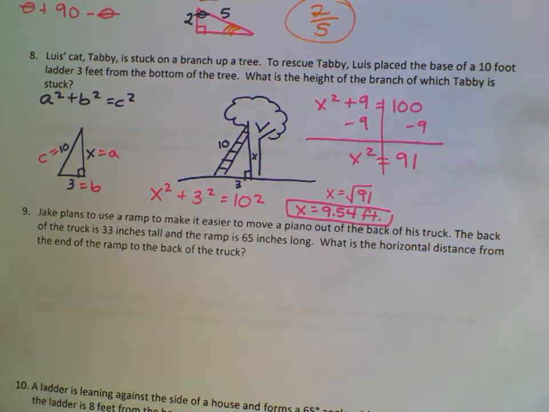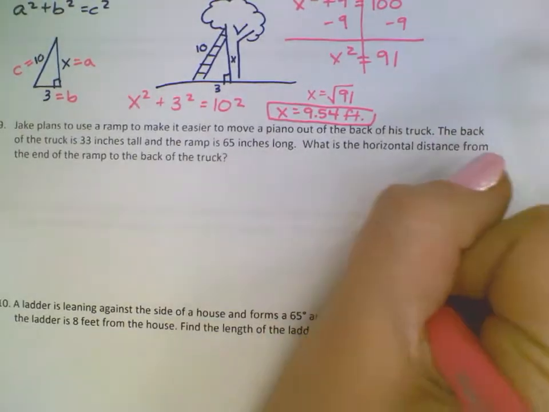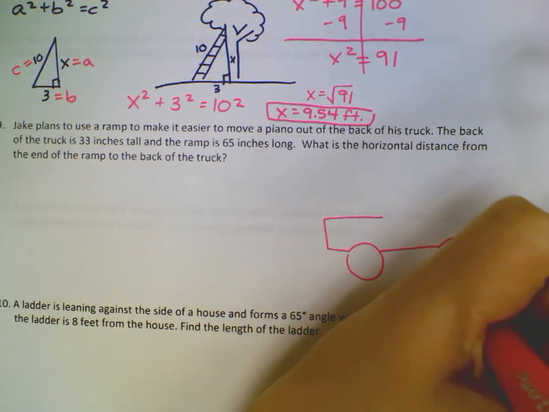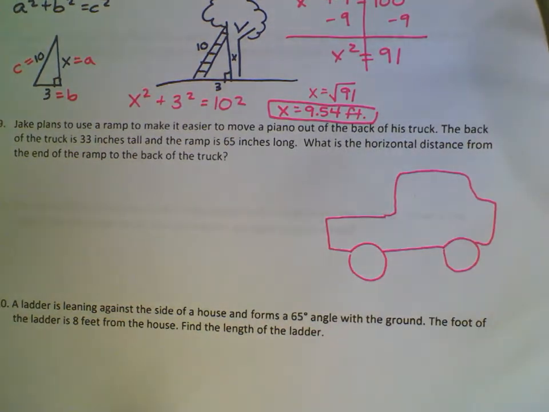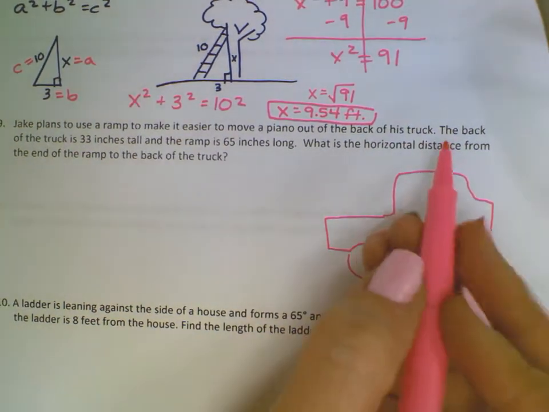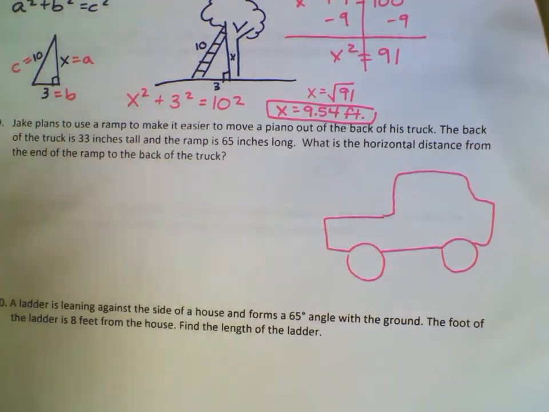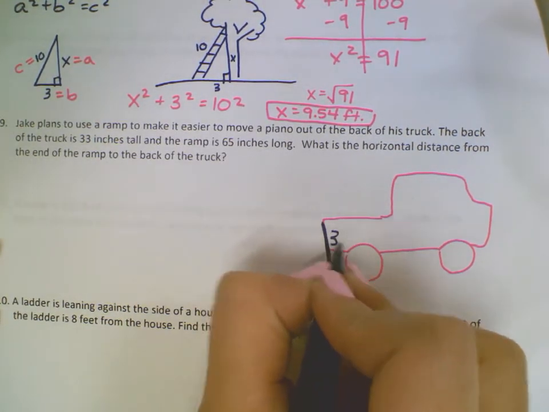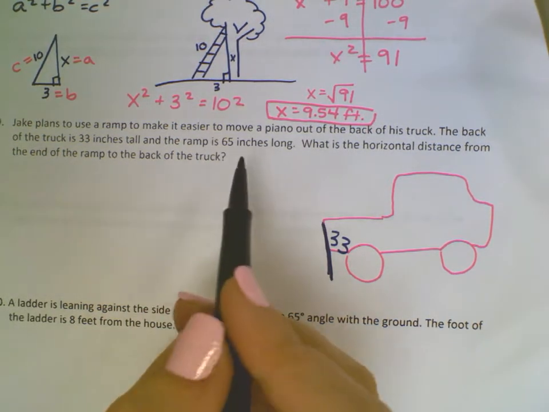Now for number 9, Jake plans to use a ramp to make it easier to move a piano out of the back of his truck. So here's a truck. There's a piano in it. The back of the truck is 33 inches tall. So let me get another color so I can really see what I'm doing. This distance right here is 33 inches tall, and the ramp is 65 inches long.